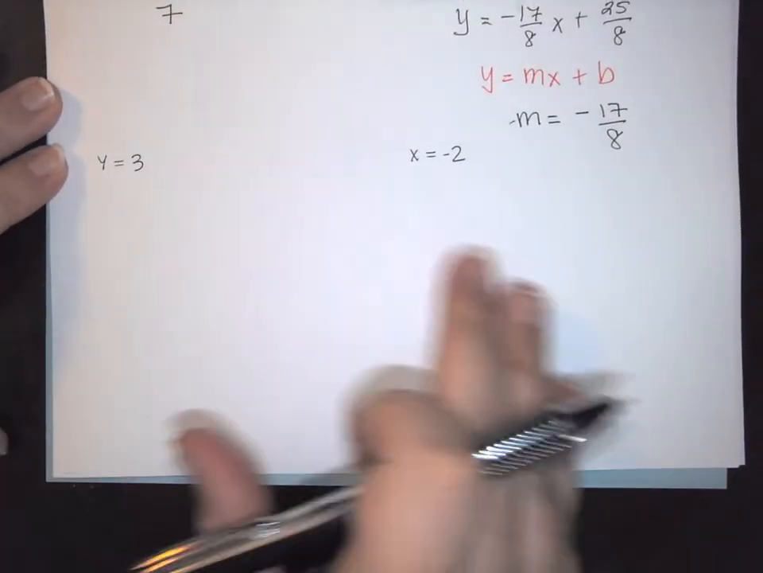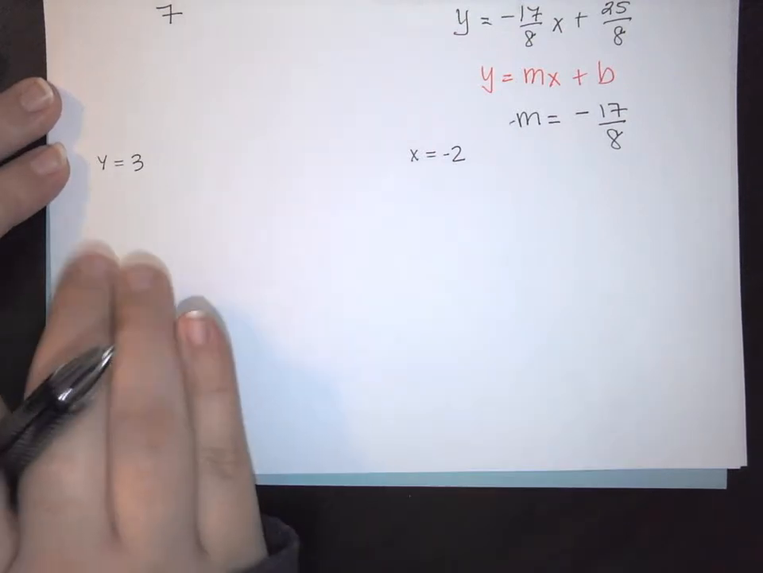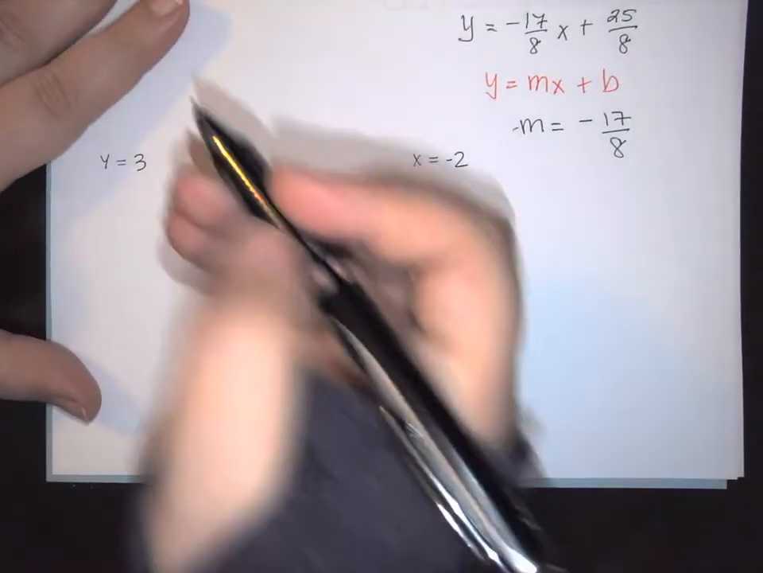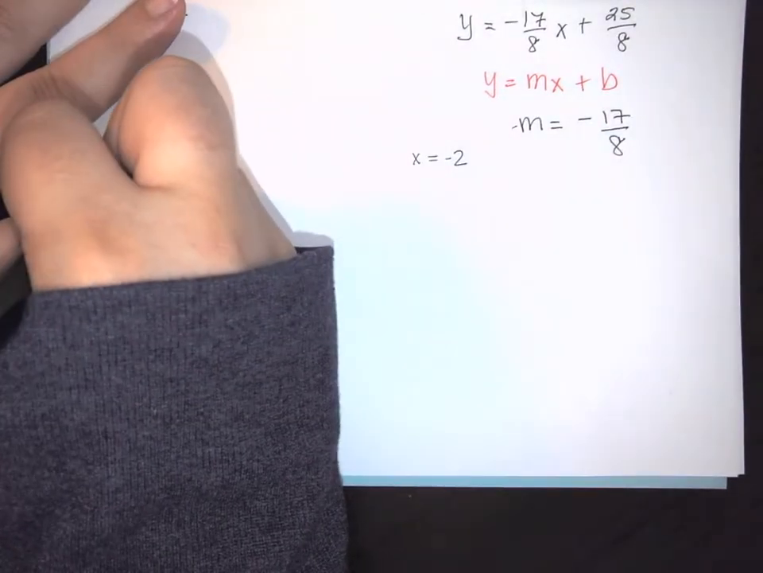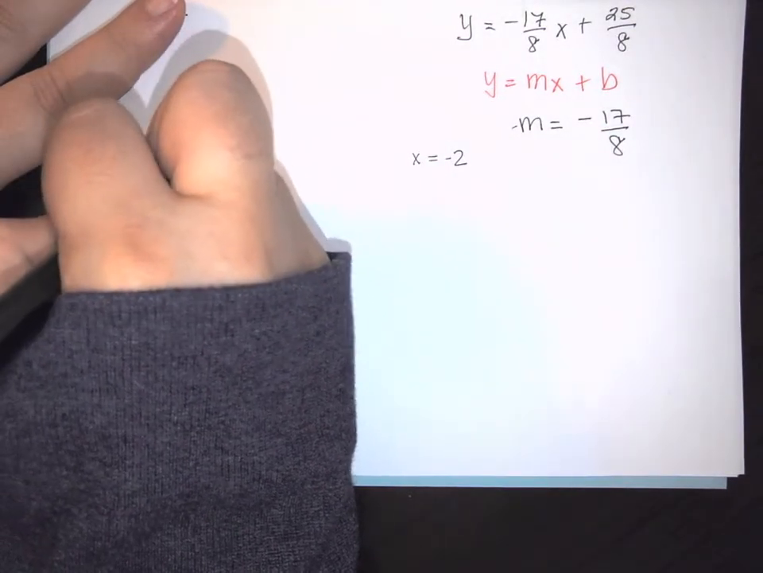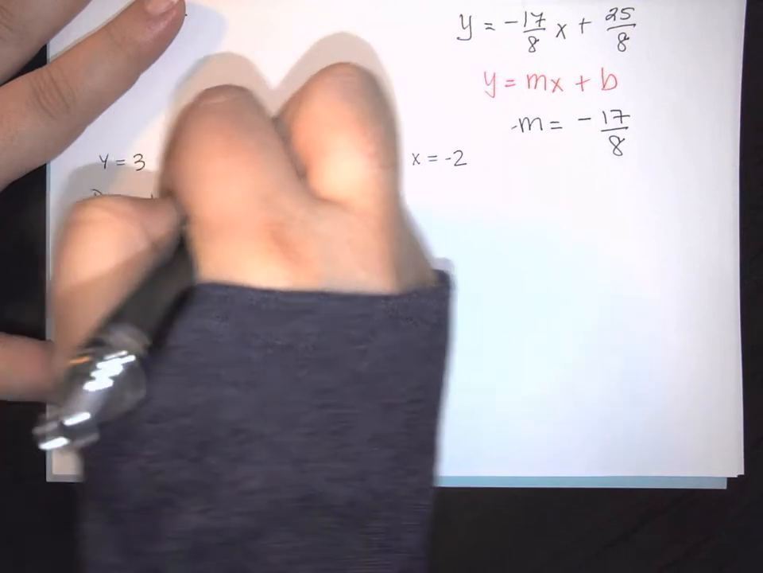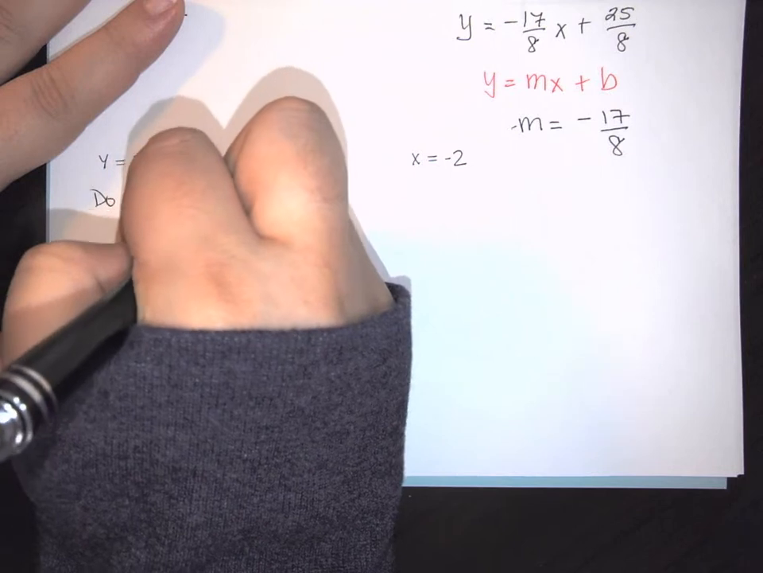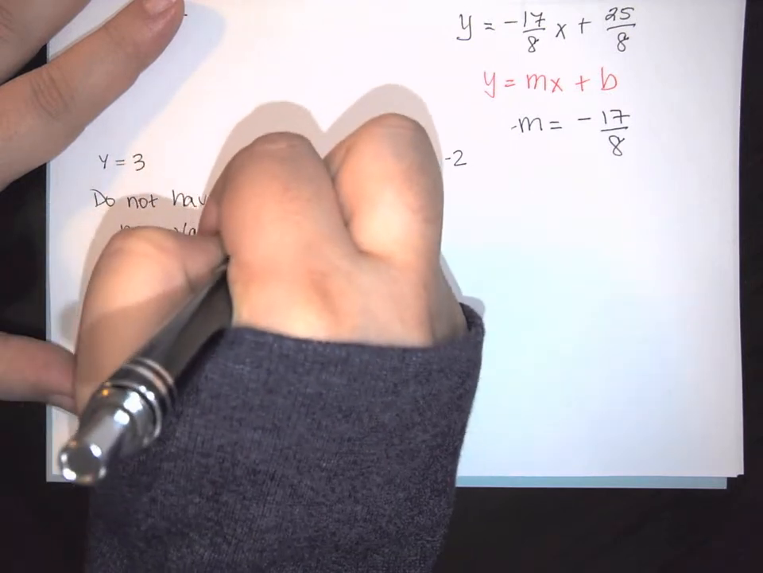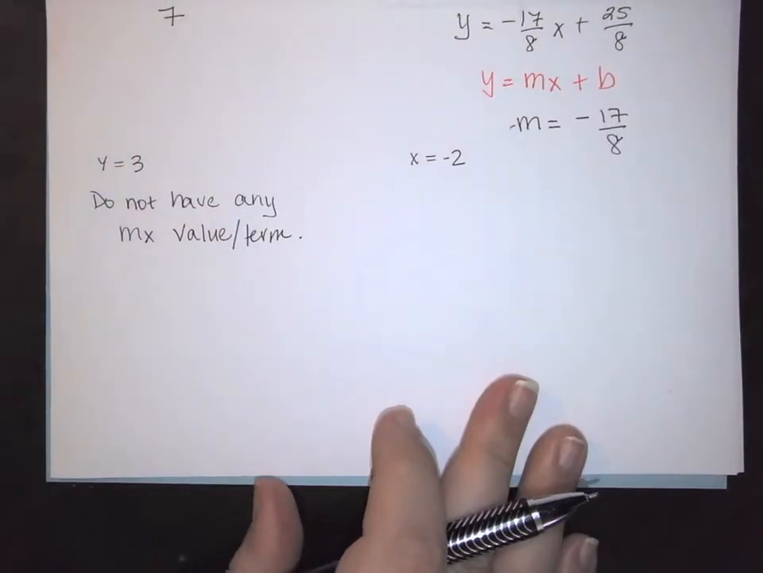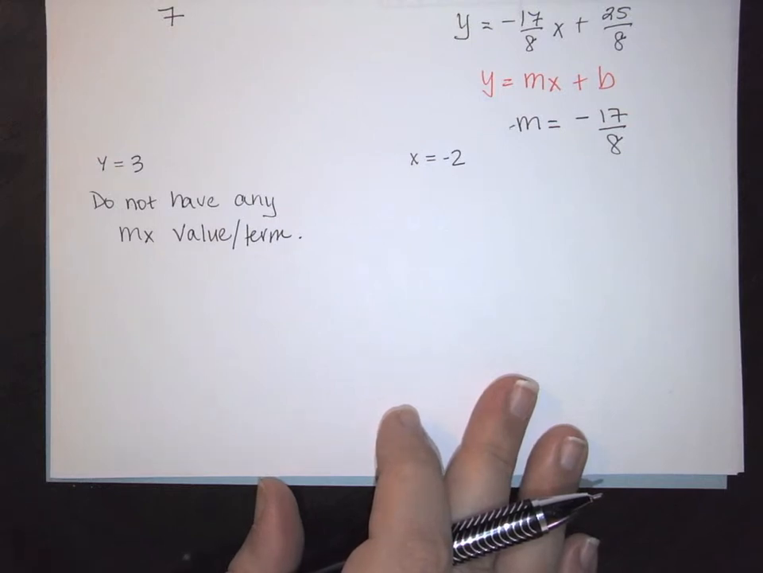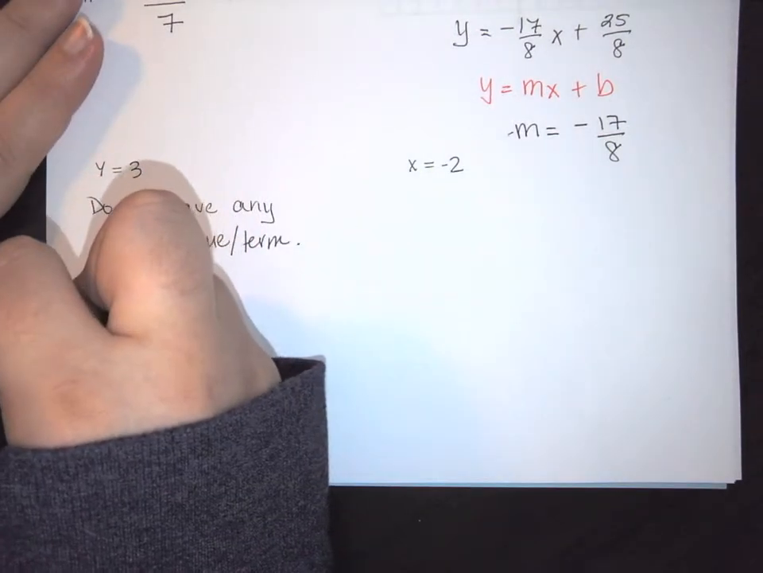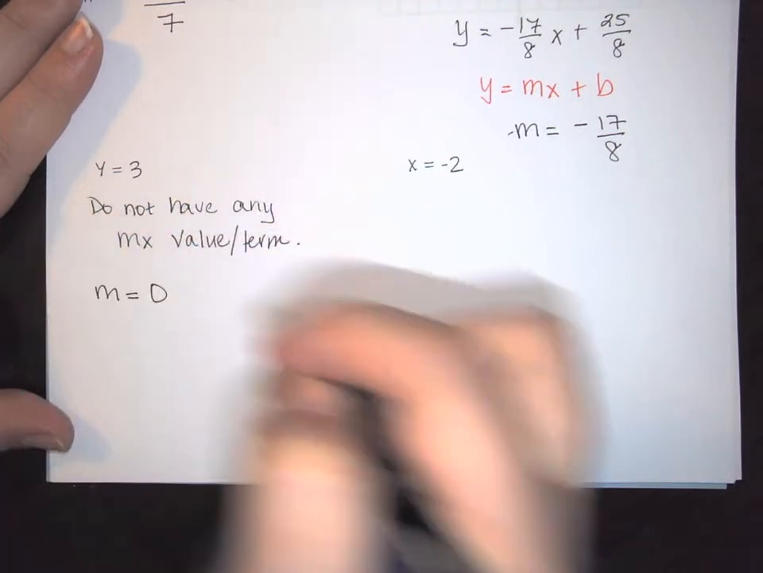Now we have these two special cases down here. This first one is a y equals case. What you can notice is that you do not have any mx term. If you look at it, you just have y equals 3. You don't actually have the mx term. Because of that, your slope here is 0.